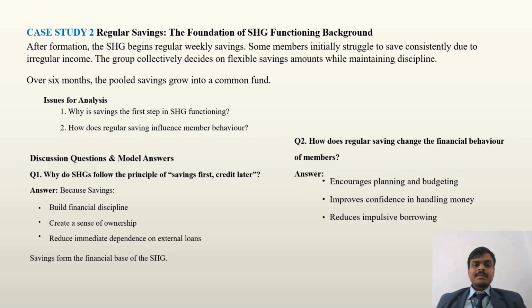Further proceeding with the case study number 2, the topic is regular savings. I'll be talking first about the background explanation of regular saving. After forming the self-help group, members started saving every week. Some women had irregular income, so the group allowed flexible saving accounts. Slowly, the savings became a common fund for the group.